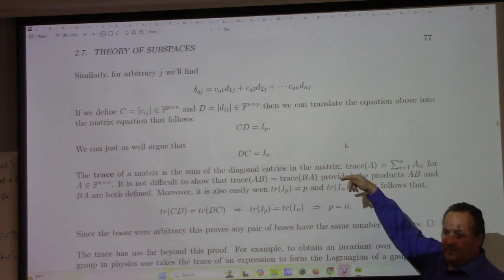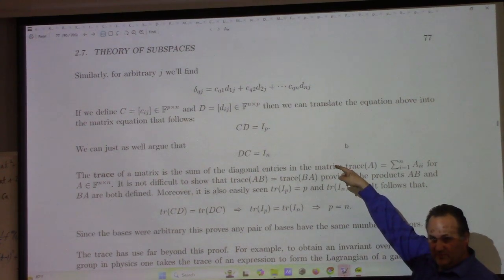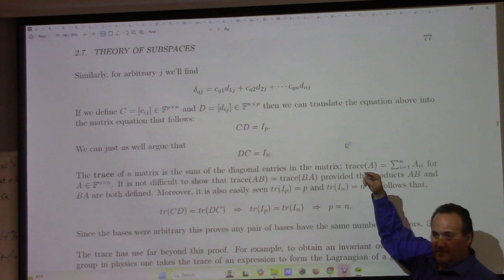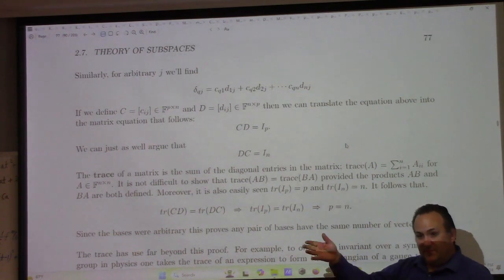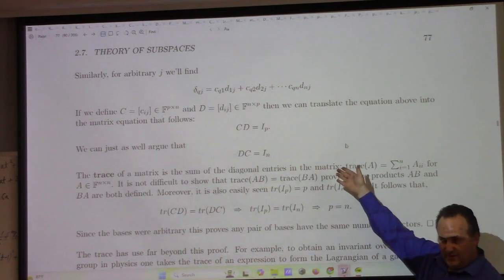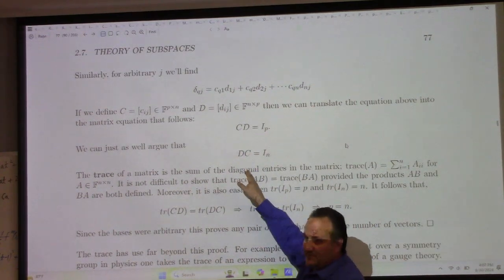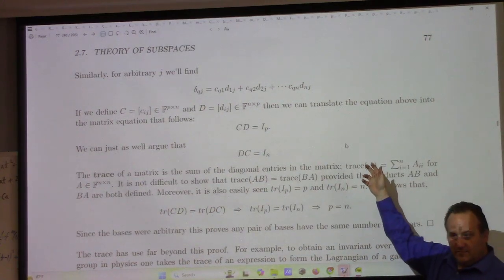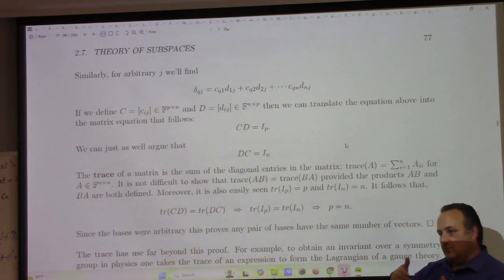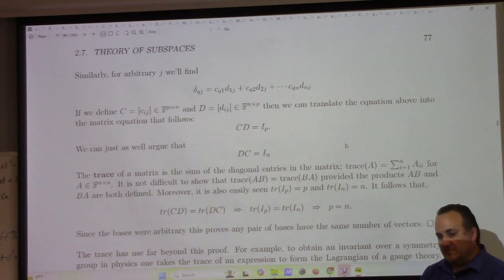All right? If you have that, you can take the trace of both equations. The trace of CD is equal to the trace of I_p. What's the trace of the p by p identity? Just p, right? 1 plus 1 plus 1, p full times, is p. What's the trace of the n by n identity? It's n. But you proved in the homework, I think, I haven't graded it yet, that the trace of C times D is the trace of D times C. So p equals n. This is a constructive, non-inductive proof that the dimension is equal if you have two different bases of the same finite dimensional vector space.